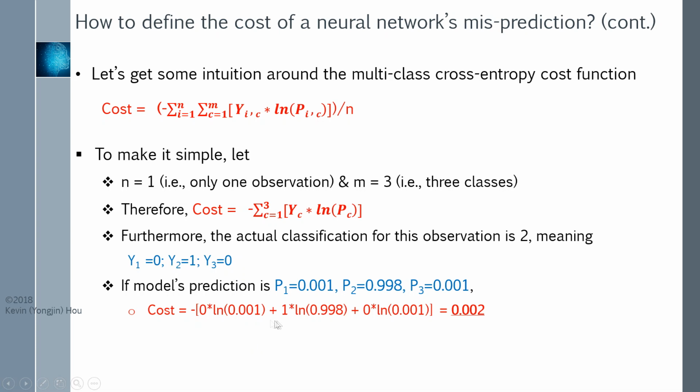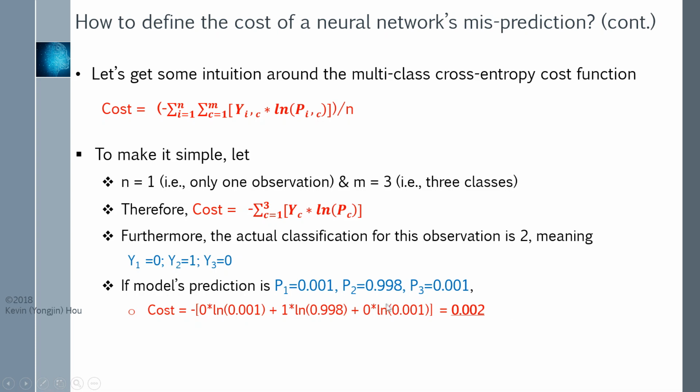Now let's see, we have a model. Given everything we have talked about, this model makes a prediction where the probability of falling into the first class, P1, is tiny, 0.01, and the probability of falling into the second category is pretty big, 0.998. Then the probability of falling into the third class is also very tiny. Now let's plug all those inputs, p values and y values, into this formula. This is literally what we get. And this gives us a cost of a very tiny value, 0.002.